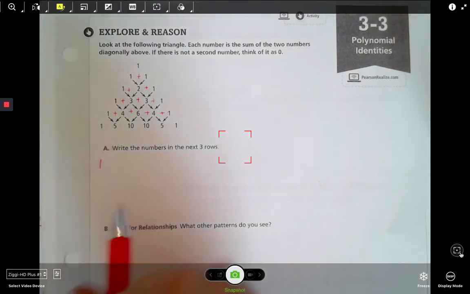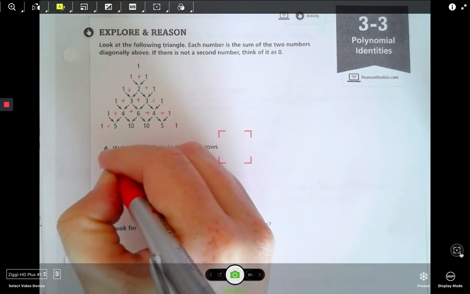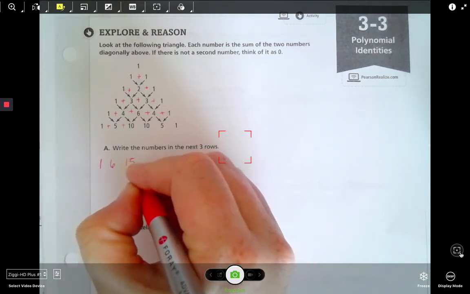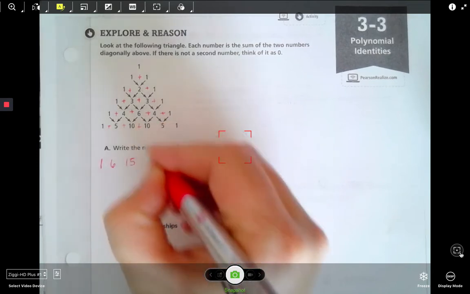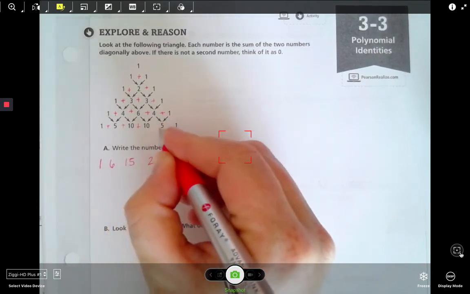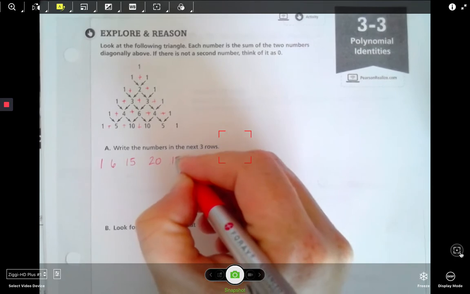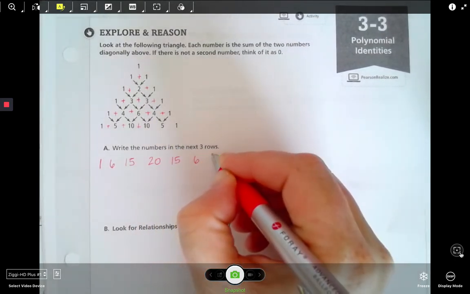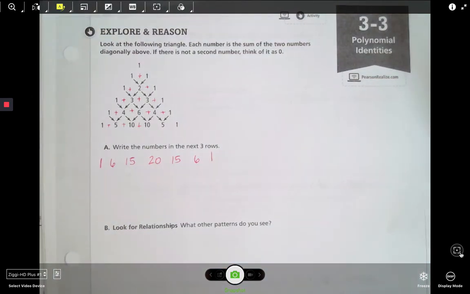What's 1 plus 5? 6. Then we have 5 plus 10, which is 15. 10 plus 10, 20. 10 plus 5, 15. 5 plus 1, 6. And then what do we add to the end? A 1. So that's the first of the next 3 rows. Pretty simple, right?